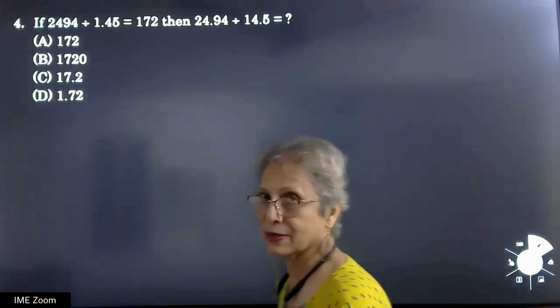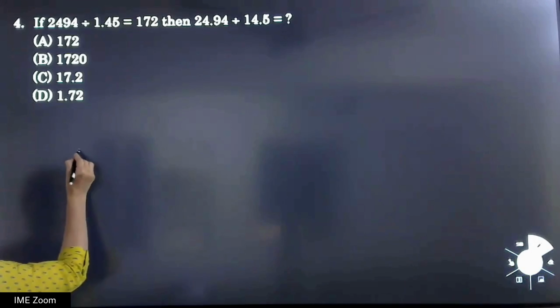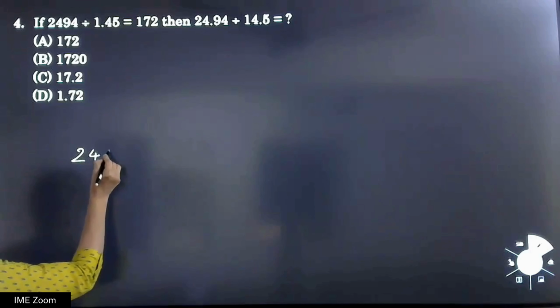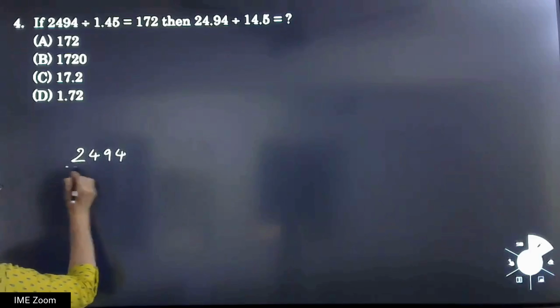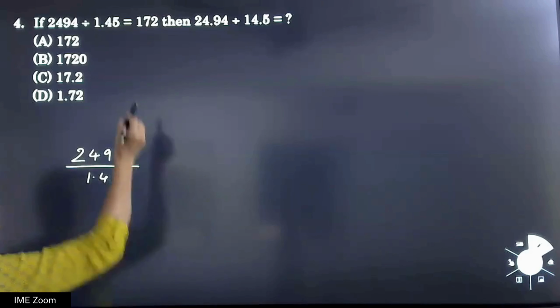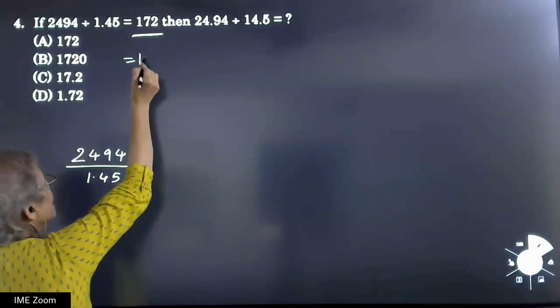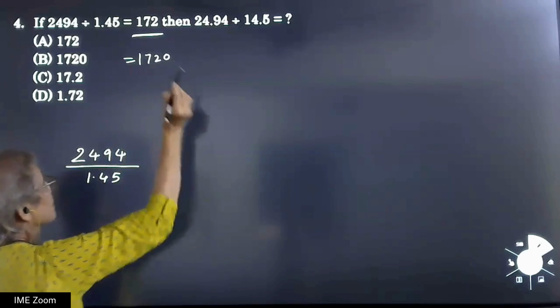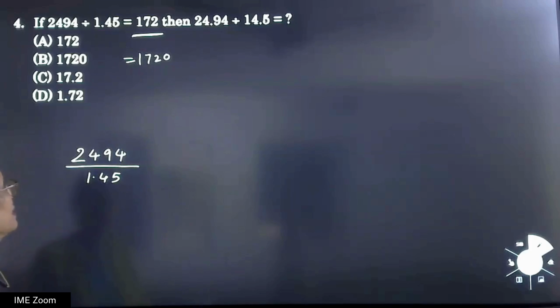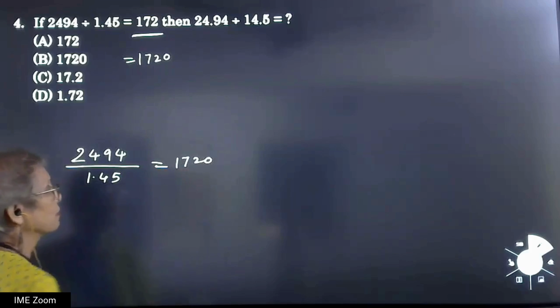Yes, now this is division. Okay, let us see how division is done. 2494 divided by 1.45. See here, there is a slight correction. Instead of this, it is 1720. The answer is 1720. So here the product is 1720.